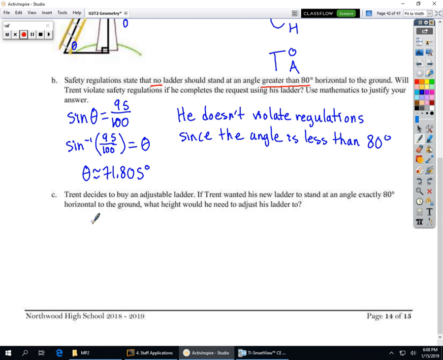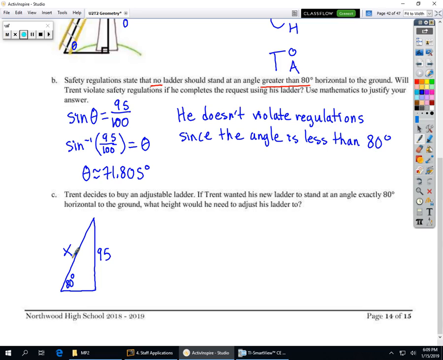Now we have a new diagram. So he wants his angle to be 80 degrees. The tree's still 95. In this case, if he has an adjustable ladder and wants to be exactly 80 degrees, what would he need to adjust his ladder to?